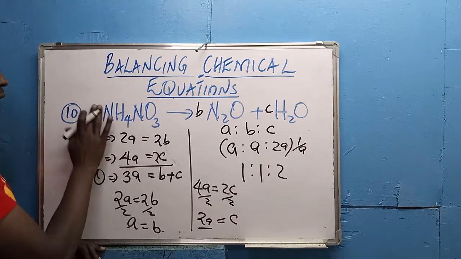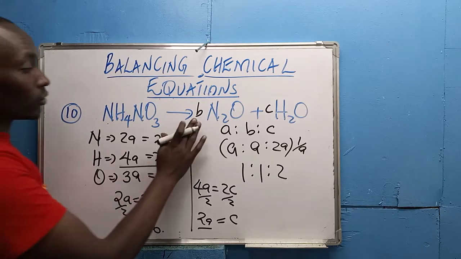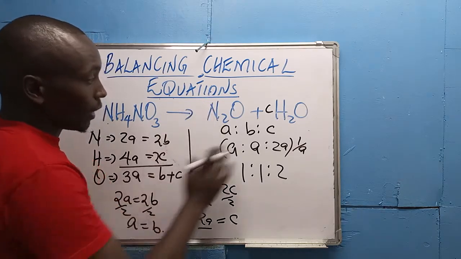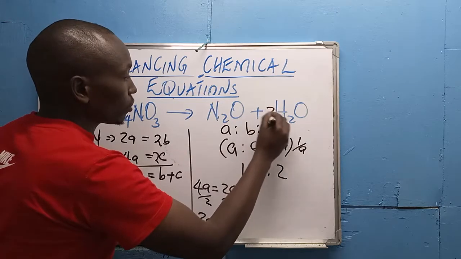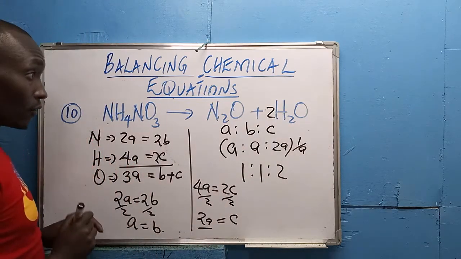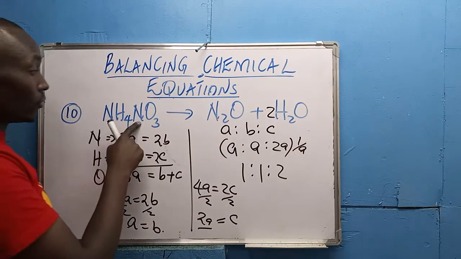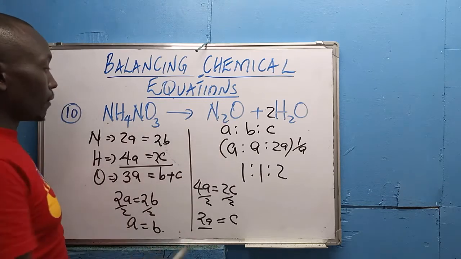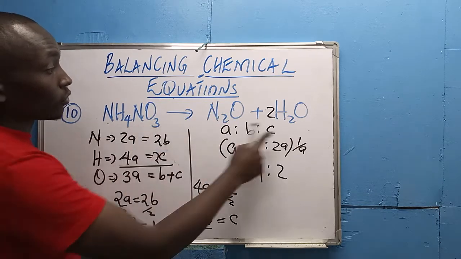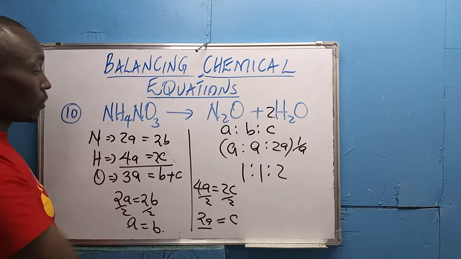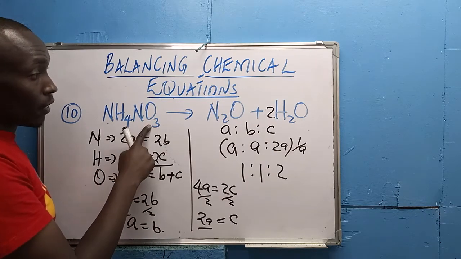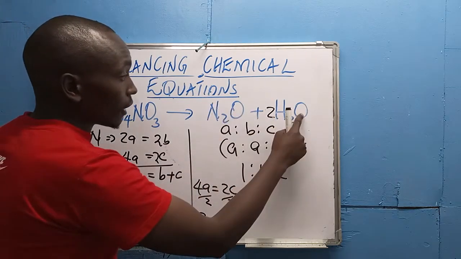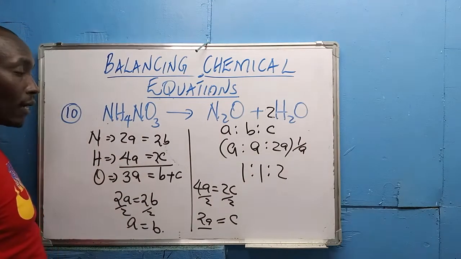So let's try to replace what we have. This is 1. I don't need to write. If it's 1, that is 1, and this is 2. So can we consider now if the equation is balanced? Nitrogen, there are 2. There are 2 on the other side. Hydrogen, there are 4. 2 times 2, 4. Then oxygen, there are 3 of them. So this is 1, and these are 2. So the equation is balanced.